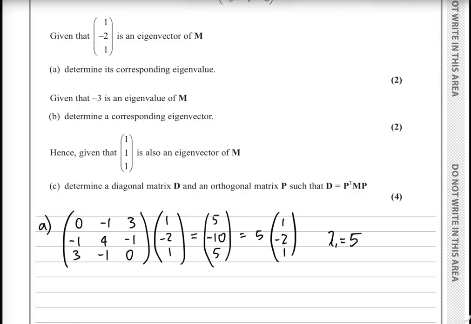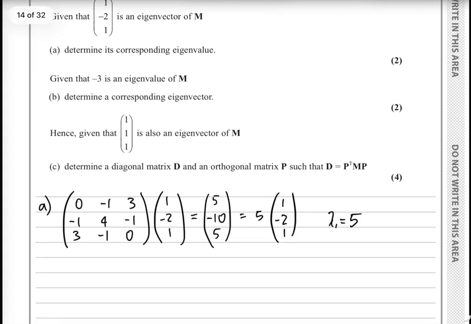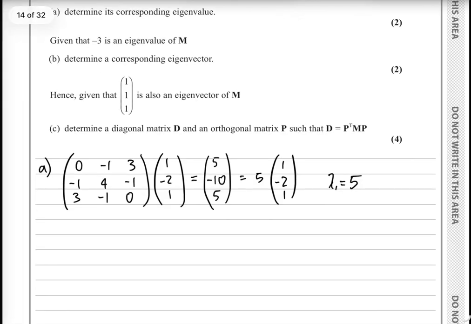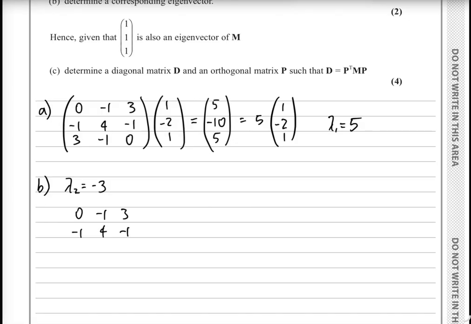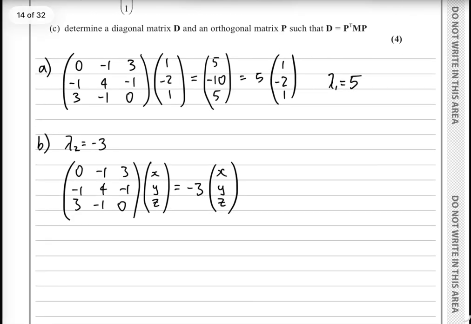Part B, given that minus 3 is an eigenvalue of M, determine a corresponding eigenvector. Okay, so we're doing it the other way around now. We're being told that one of the eigenvalues is minus 3, therefore when we apply the matrix M onto a corresponding eigenvector, which we don't know yet, call it x, y, z, that must be minus 3 lots of that same vector. Remember, that's the definition of an eigenvector.